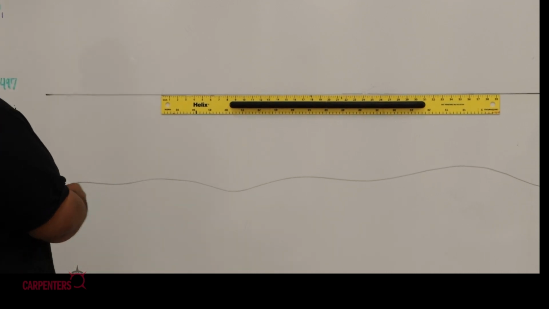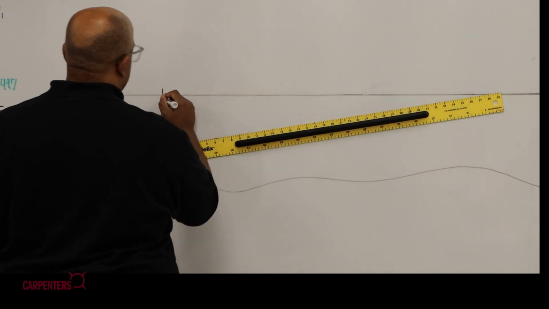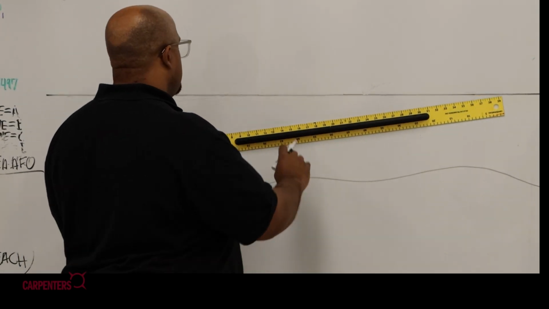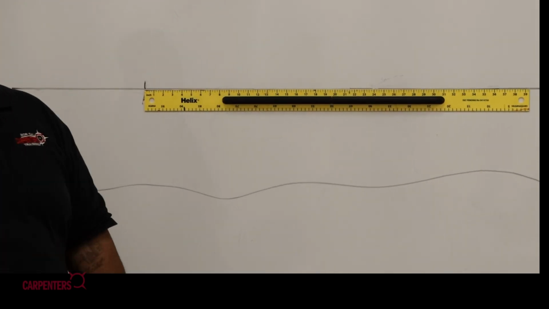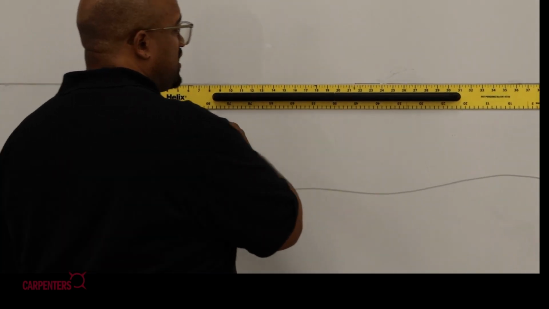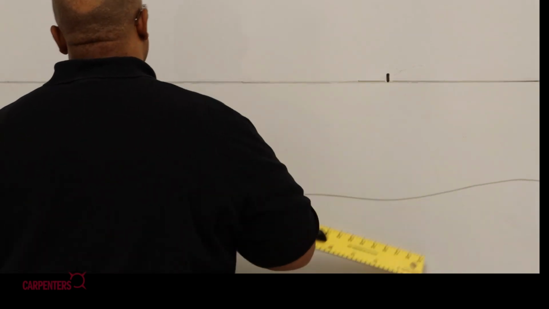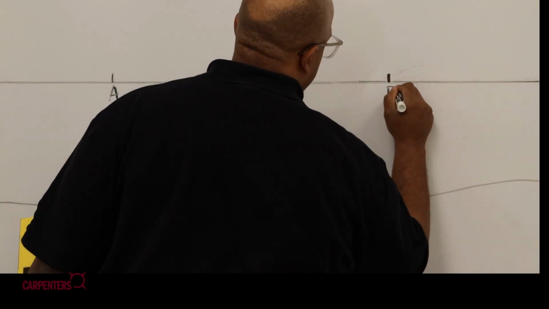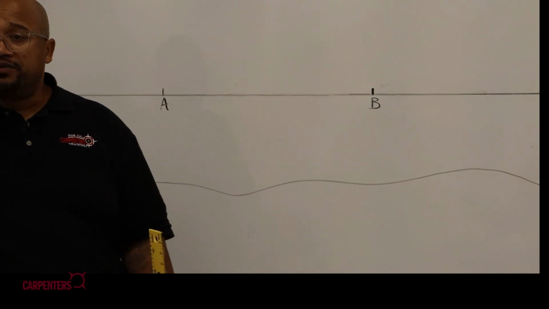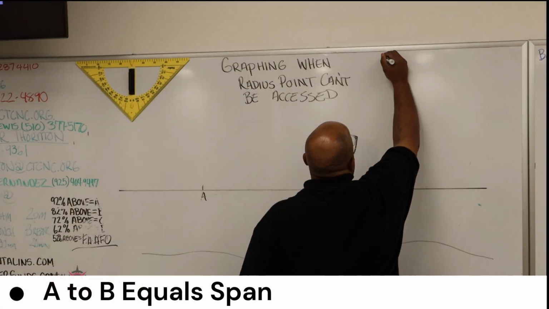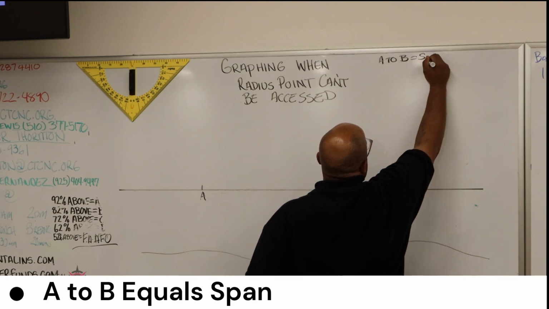So first thing I'm going to do is find my point A. Second thing is I'm going to find my point B. The point B would be a dimension that's given to you typically on the prints. But for us, we'll go with 24 inches. All right, so my A to my B will be my span. Okay, A to B equals span. So we'll put that up here. A to B equals my span.